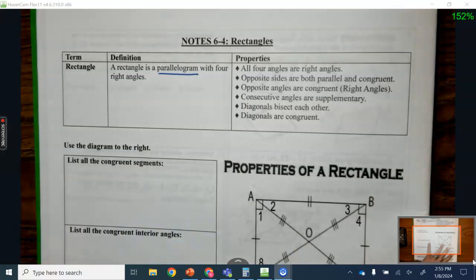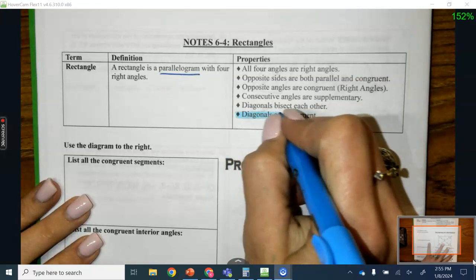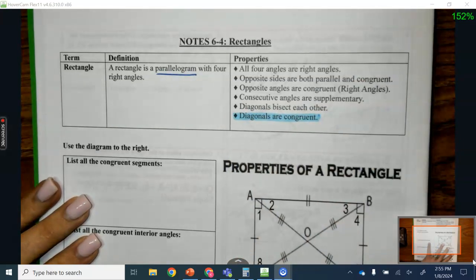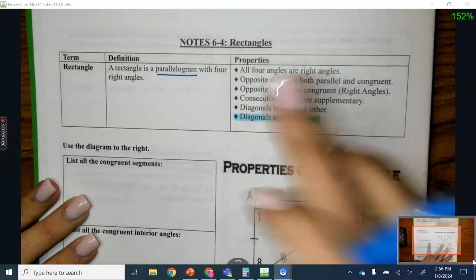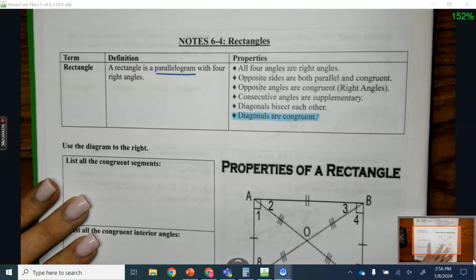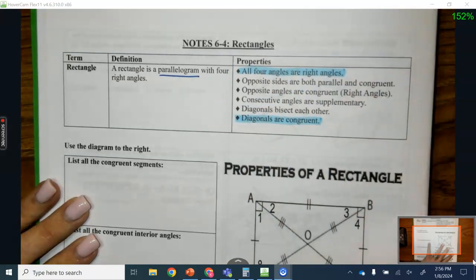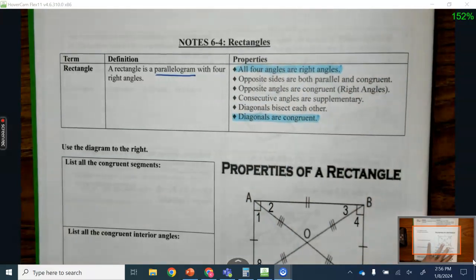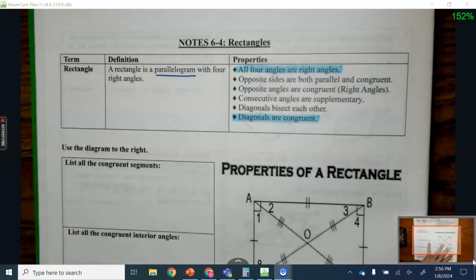The only new property is that now our diagonals are also congruent, meaning as a whole. In parallelograms, they bisected each other, making congruent parts, but now each diagonal is congruent to the other as a whole. So you can highlight this because it is new and it only applies to rectangles. But everything else still applies from parallelograms.